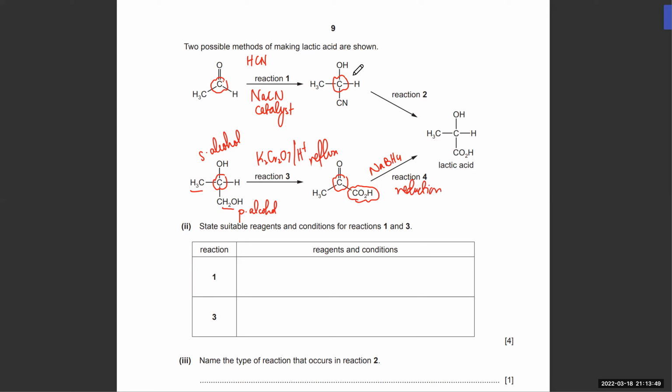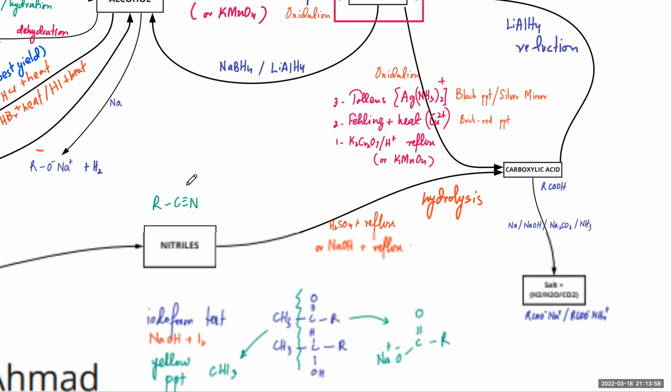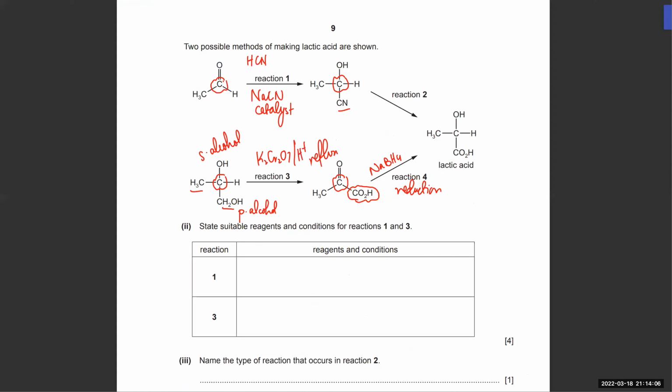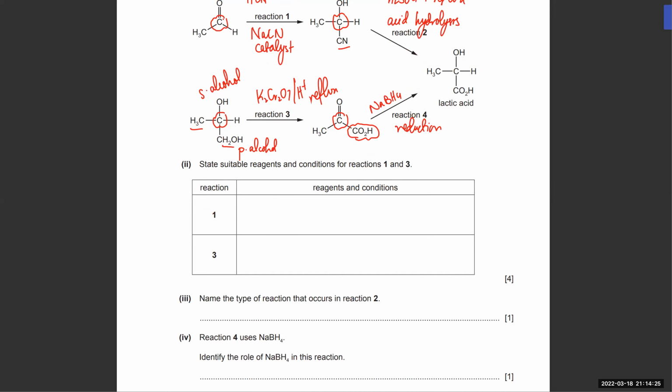And what else? In reaction number two, the CN turns into COOH. How does that happen? A nitrile, CN, turns into a carboxylic acid by acid hydrolysis, using H2SO4 and reflux. So this one would be acid hydrolysis, which is H2SO4 and reflux. Is the whole sequence clear? Yes or no? Is this clear, Tanya? Clear? Yes, sir.